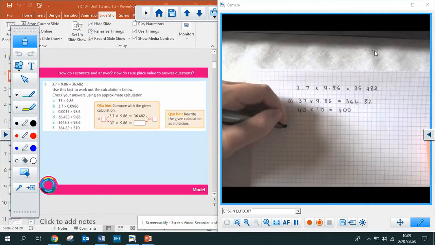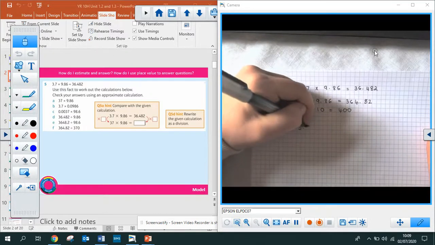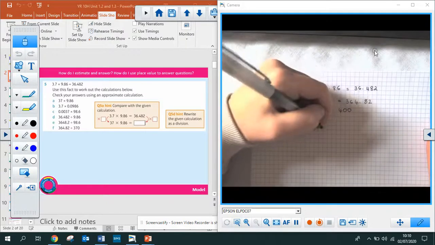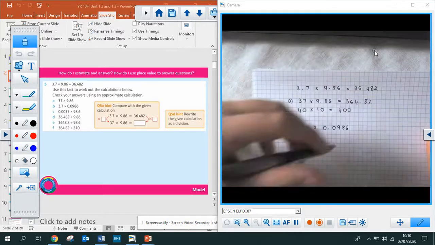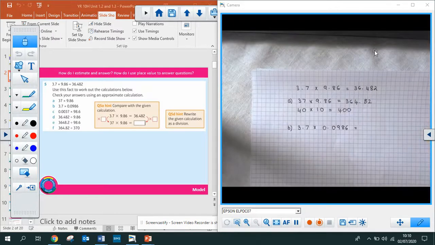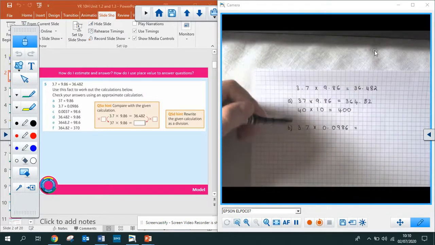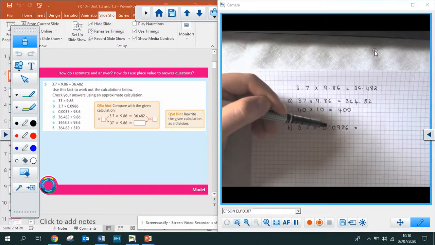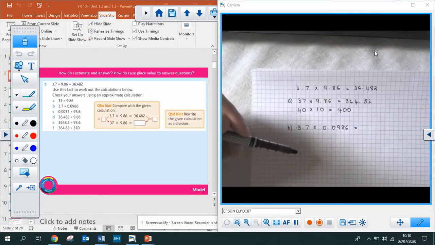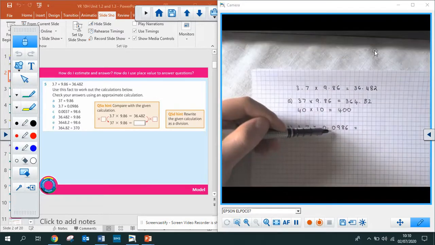Okay, part B. We've got 3.7 multiplied by 0.0986. Okay, and I want to know the answer. So what I'm going to do there is compare to my original fact that they've given us. So the 3.7 has stayed the same. The 9.86 has become 100 times smaller. Okay, because if you divided 9.86 by 100, you'd get 0.0986.